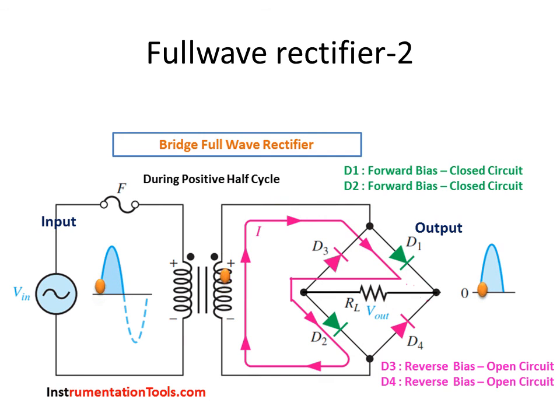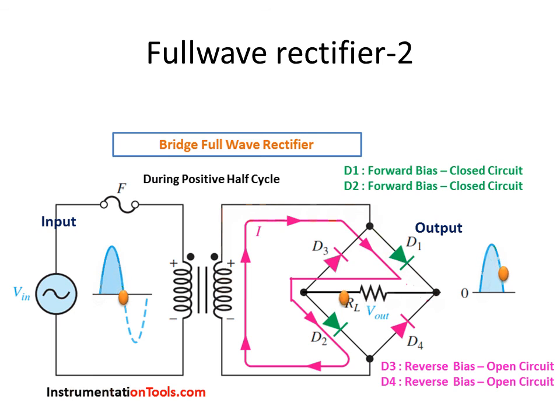So the current will start from the bottom of the secondary and reach the junction between D2 and D4. D2 will be cut off, so it will move along D4, and at the junction D1 will be cut off, so it will go through RL and reach the junction between D2 and D3, and at that junction it will go through D3 and reach the junction between D3 and D1. D1 will be cut off here, so it will go to the top of the secondary. So in this case also, you just draw it in your notebook and find out.